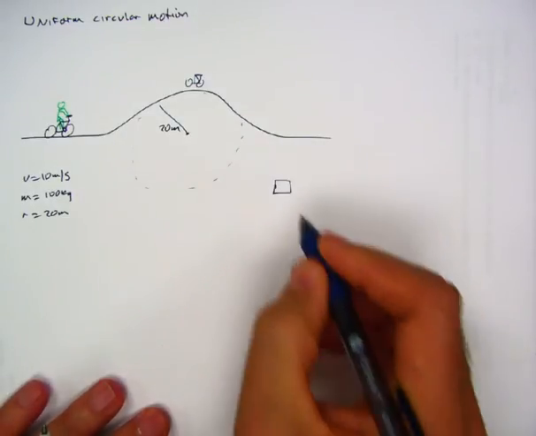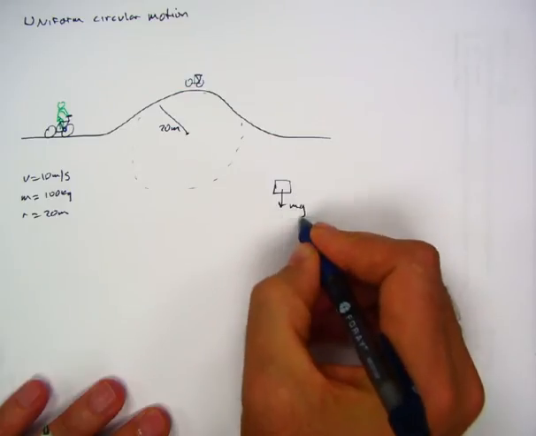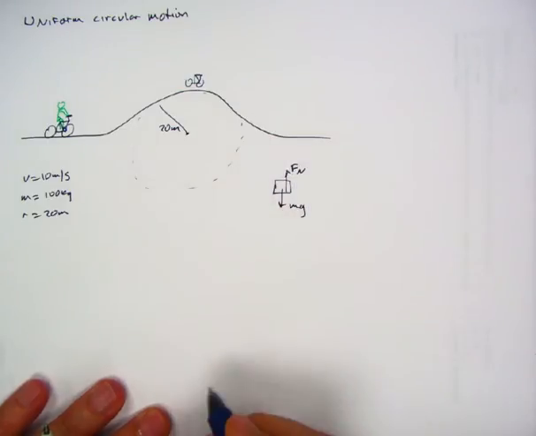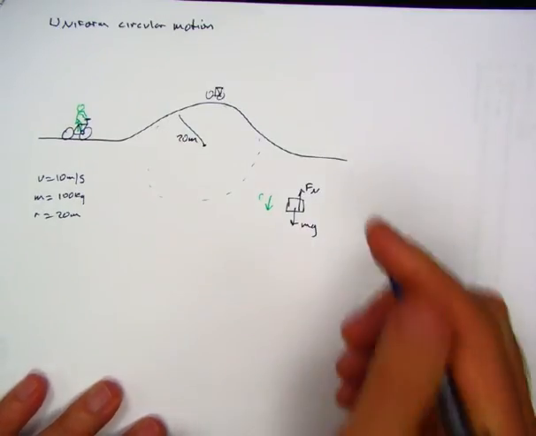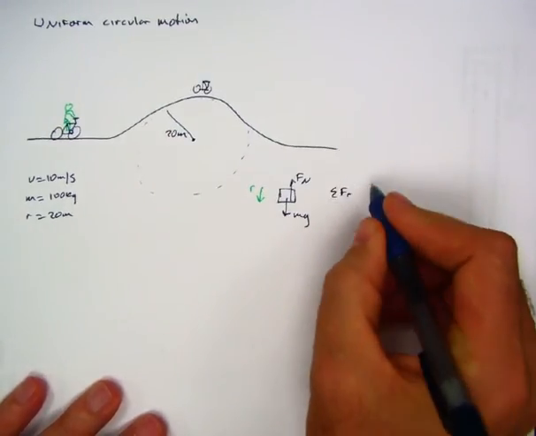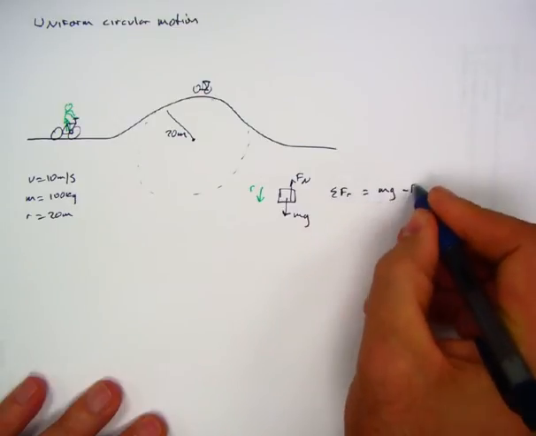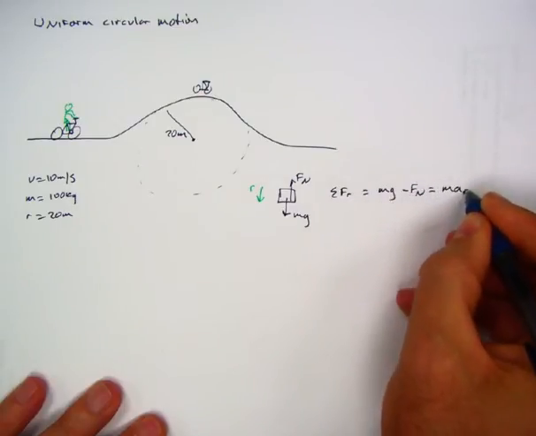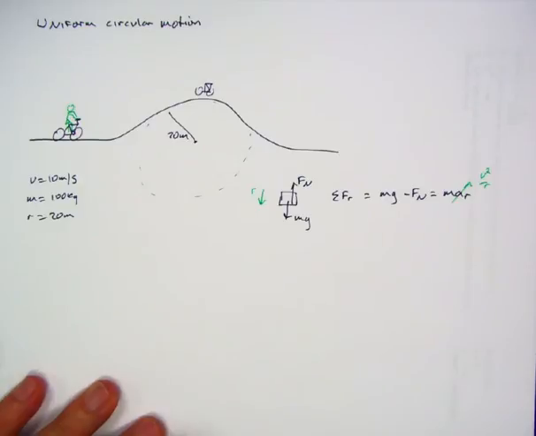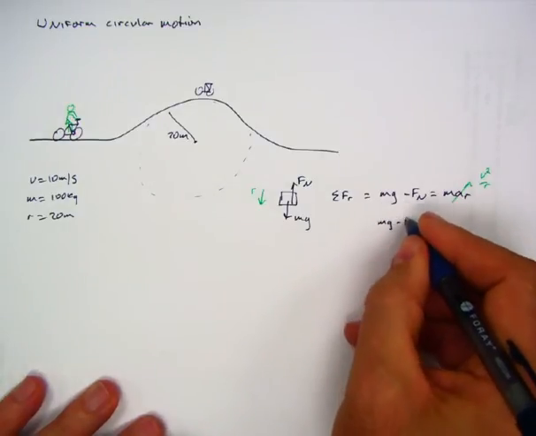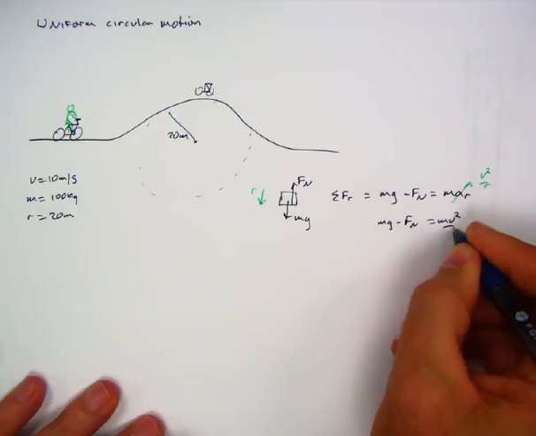Free body diagram. I know that I'm going to have my mg pushing down and the normal force pushing up. My radial-tangential coordinate system, towards the center of the circle, will be positive. So I'm going to have my coordinate system radially positive in this direction. Then the sum of the forces radially, I get mg minus Fn equals m a_r. And I know that that radial acceleration is v squared over r. So I end up with mg minus Fn equals mv squared over r.